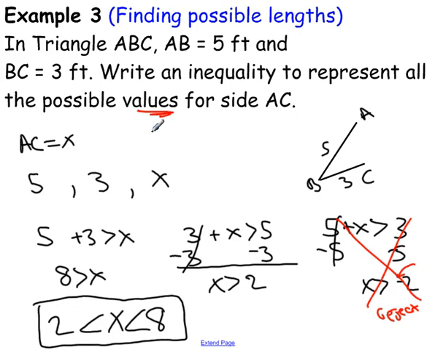And that's why it says possible values, because X could be any number between 2 and 8, but it can't be 2 or 8. It could be any number between 2 and 8. So this is our answer.